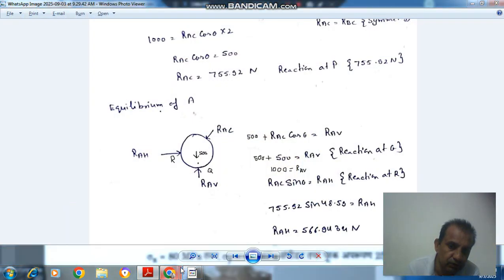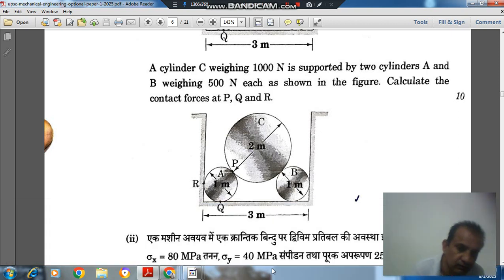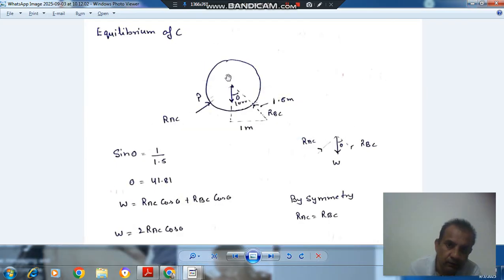So here, if we consider the equilibrium of C, here weight of 1000 Newton of cylinder C is acting, and this point and this point are the contact points. So here there will be reactions. RAC is the reaction here, RBC is the reaction here.